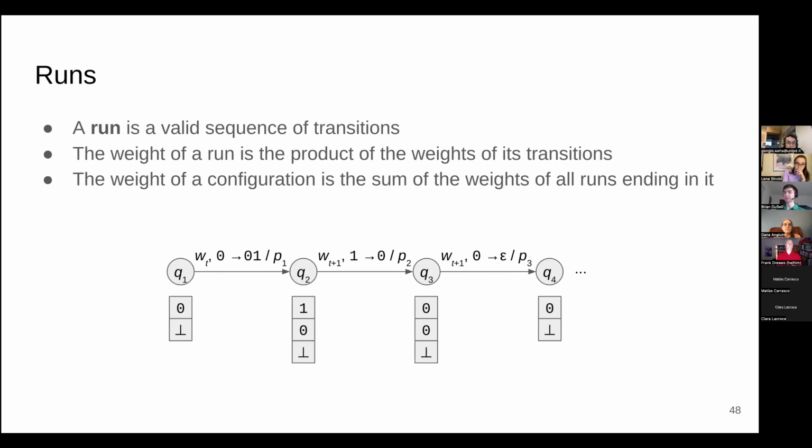And now I need to define something called a run. A run is simply any valid sequence of transitions. We say that the weight of a run is the product of the weights of its transitions. Multiple, distinct runs can end in the same configuration. So you could replace a symbol, or you could push a symbol and then pop a symbol, and you end up with the same stack height. So if we're talking about configurations, we say that the weight of a configuration is the sum of the weights of all the runs that end in it.